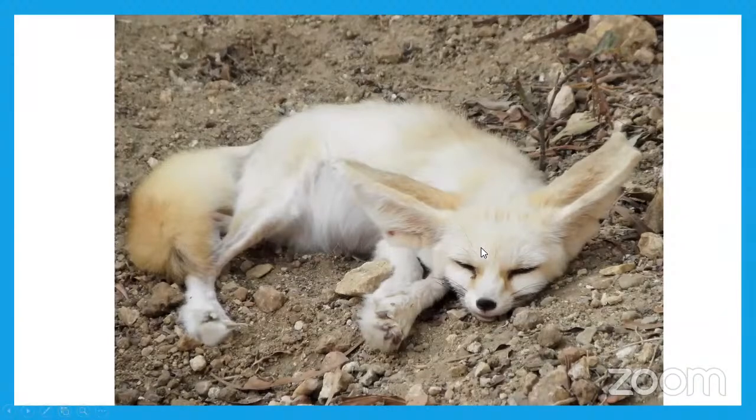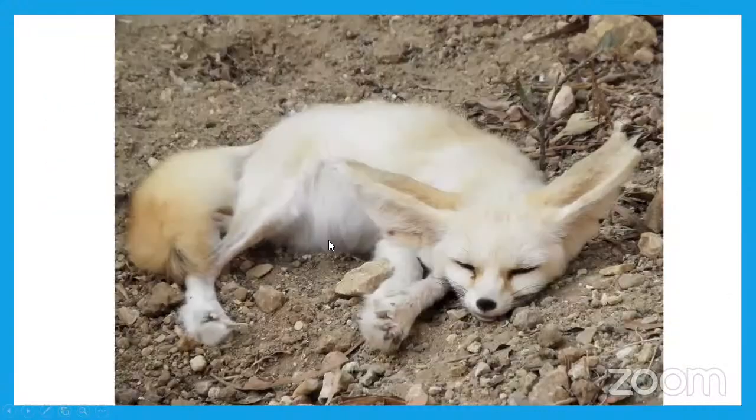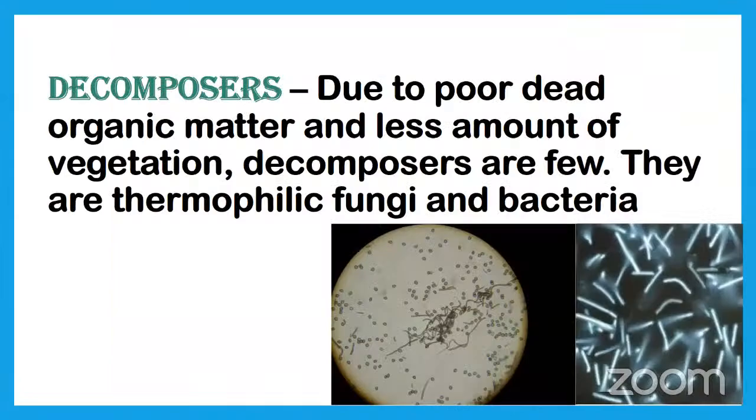Okay, these are the consumers. Up to it we have seen various kinds of kangaroo rat, sidewinder adder snake, camel, fennec fox, sand grouse. These are all consumers in the desert. Now I am moving on to decomposers. Very little amount of decomposers are present in the desert, like producers and consumers.